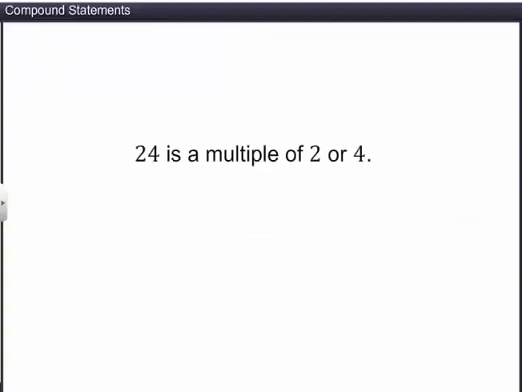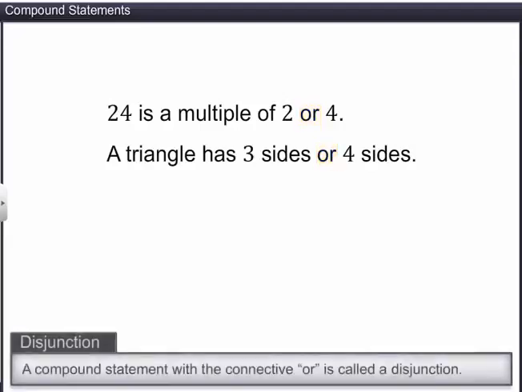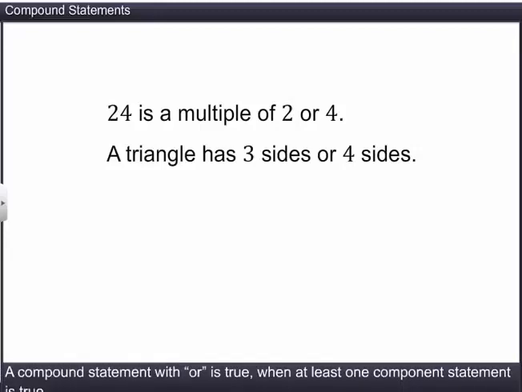Let's look at the given compound statements. In both the sentences, the connective word used is or. A compound statement with a connective or is called a disjunction. Let's determine the truth values of the given statements. Here are the rules that we will use to determine the truth value of compound statements with the connecting word or. A compound statement with or is true when at least one component statement is true. A compound statement with or is false when all its component statements are false.